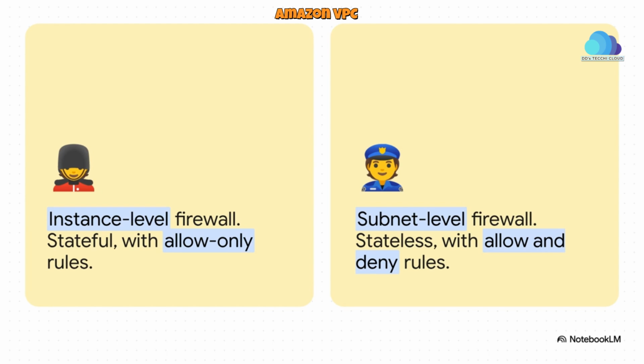Next, we have network ACLs, or NACLs. These are more like a security patrol for an entire neighborhood. They operate at the subnet level, and they are stateless. This means you have to create separate, explicit rules for traffic going both ways. If you let a request in, you have to add another rule to let the response out. And unlike security groups, NACLs can have both allow and deny rules. You use both of these together for that critical defense in depth.